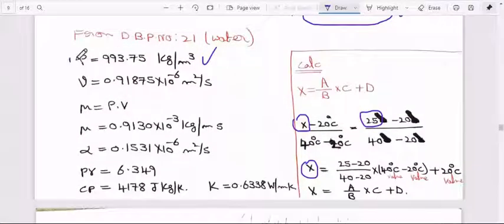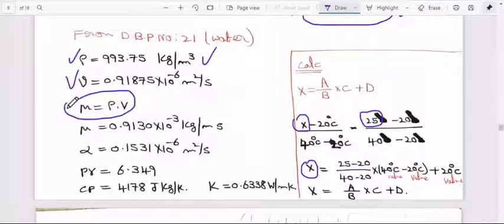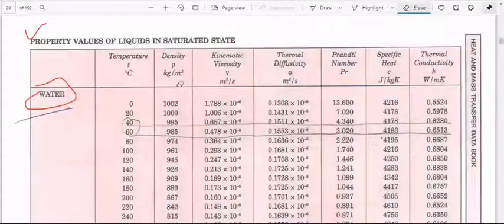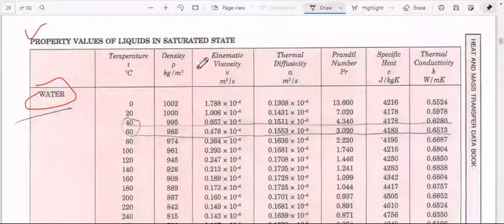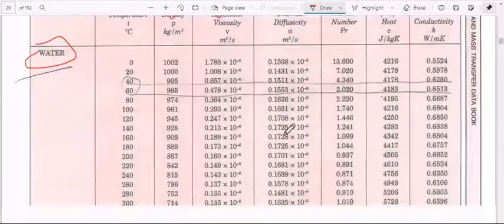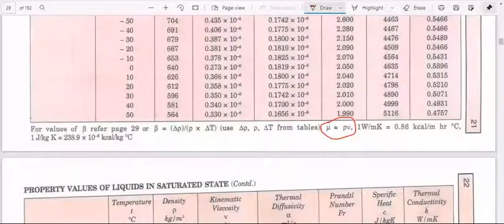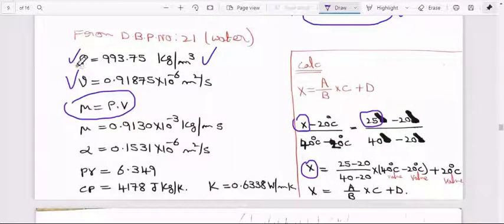So here density and the kinematic viscosity, mu equal to rho into v. The mu formula is given in the data book. So mu equal to density into kinematic viscosity. So this is the formula for the mu value. I'm multiplying these two values, so here mu is equal to this value.